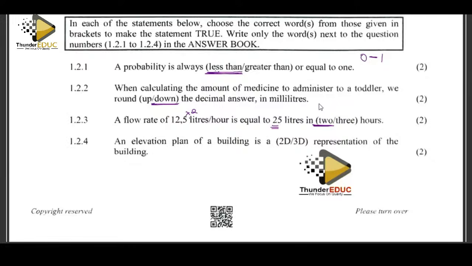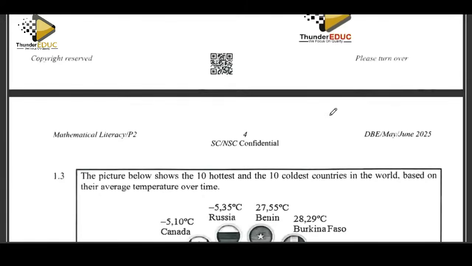Then an elevation plan of a building is a 3D presentation of the building. The elevation shows walls, from the word elevate, stand. So it's a 3D. A 2D could be a plan.